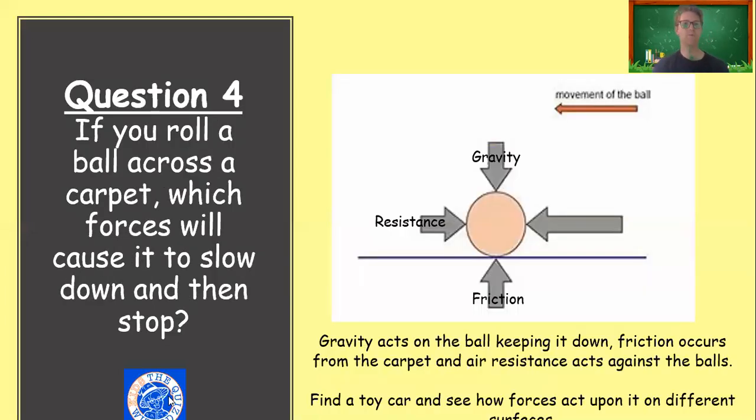Question 4, if you roll a ball across a carpet, which forces will cause it to slow down then stop? There's actually 3 forces that act upon it. So the ball is moving, and you can see the direction of the ball with the orange arrow at the top. So gravity acts on the ball to keep it down. Gravity acts on everything to keep it on the ground. And then friction occurs from the carpet up on it, and then air resistance is pushing against the ball to try and slow it down. Okay, so 3 different forces.